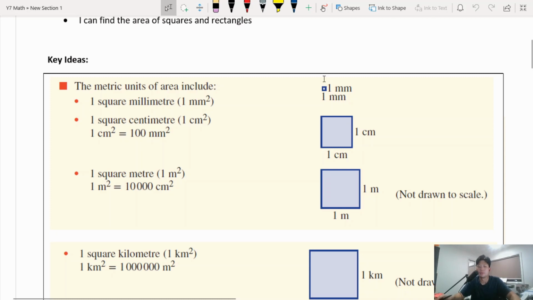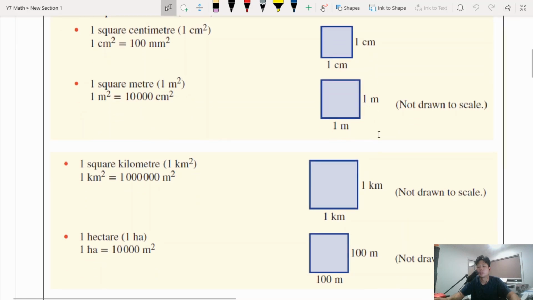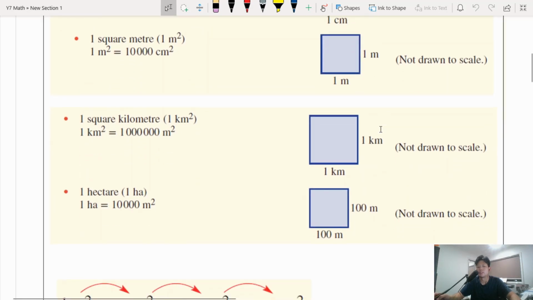Same with the next one, 1 square centimeter. So we have 1 centimeter by 1 centimeter, so it is just 1 centimeter in the shape of a square. Keep going, next one is 1 square meter and then 1 square kilometer. And then we have 1 hectare. This just means 10,000 meters squared. So just keep that one in mind.